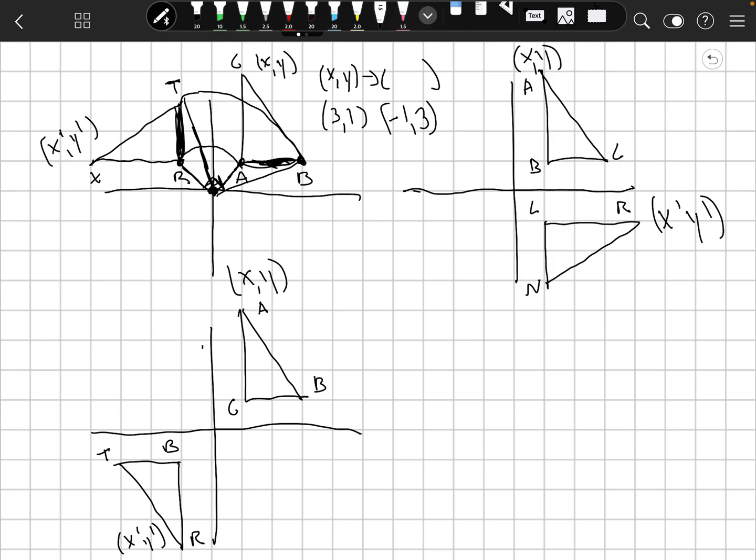Kind of think about it that way, maybe. So X and Y switch places, and the Y that was positive has become negative. So it's -y, x, and this should work for every other point on the triangle.